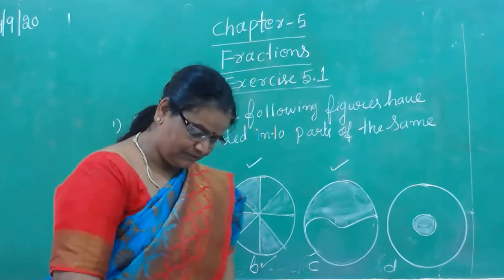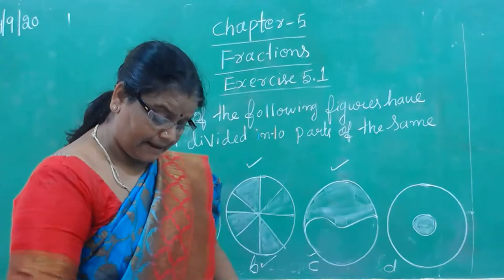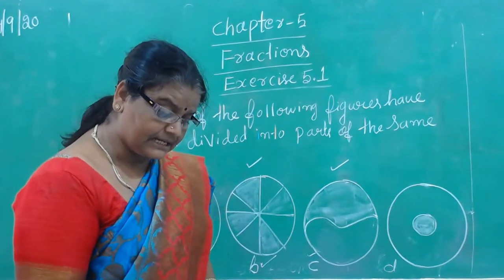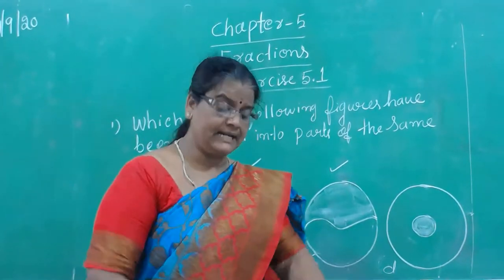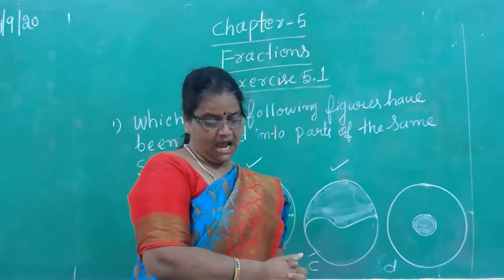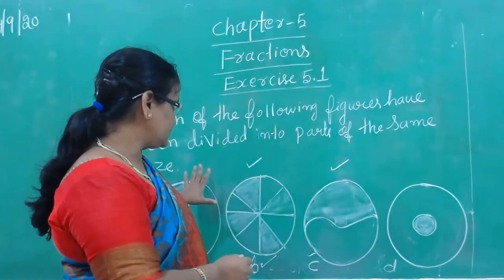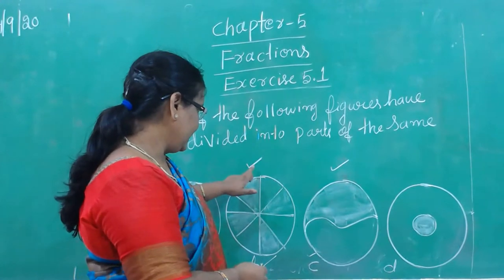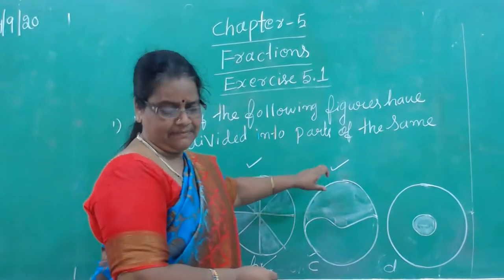So see the textbook, or without the textbook, see the diagrams. So B and C are the correct answers. B and C are the correct answers. So draw these diagrams and make a tick on B and C.